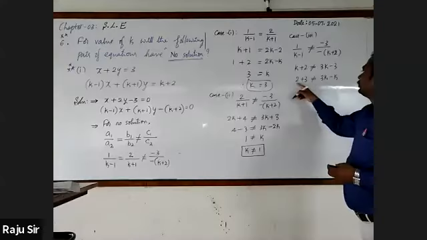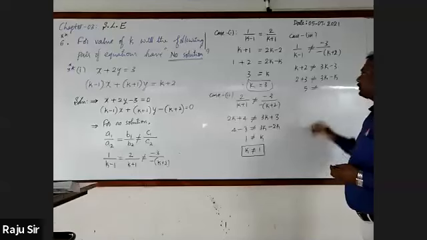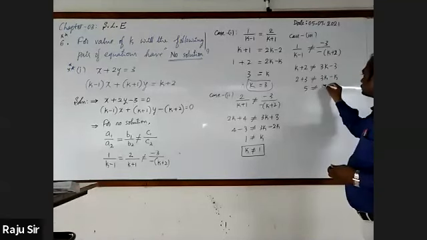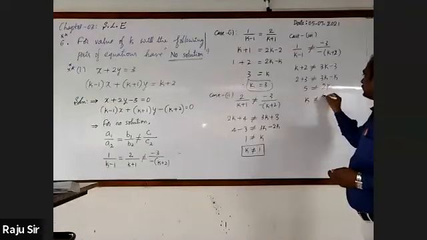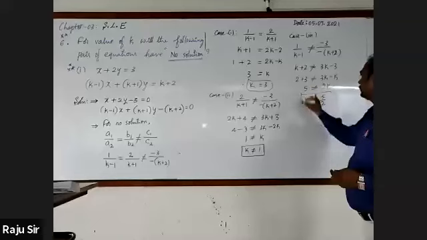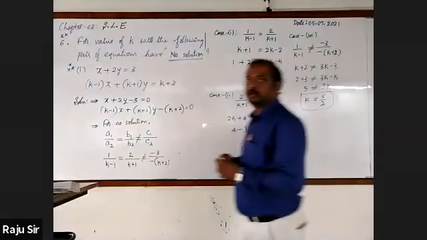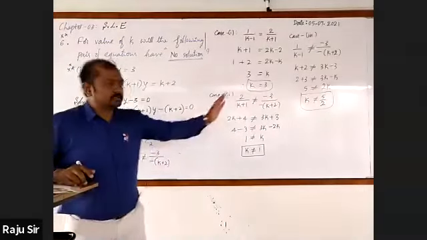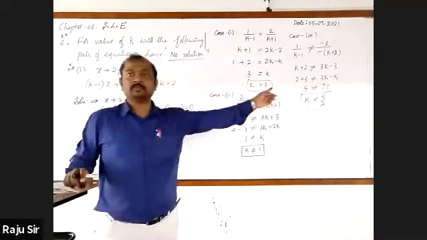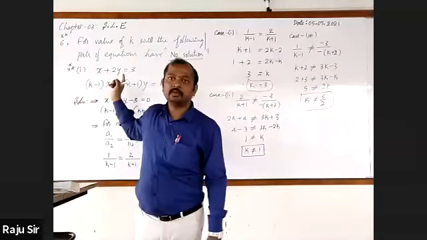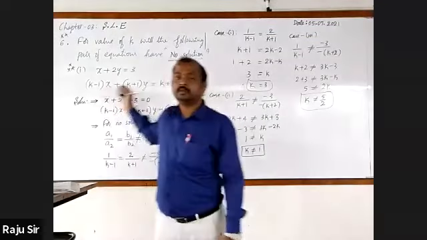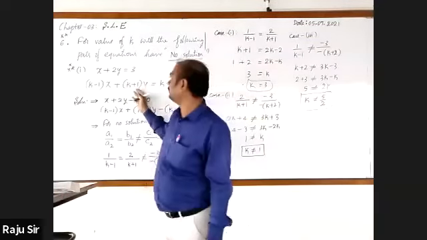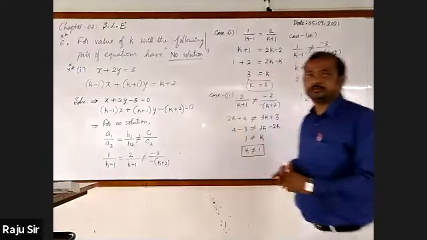Very good. 2 plus 3 is 5, not equal to 2k. And k is not equal to 5 by 2. If the k value is not equal to 5 by 2, then it will have no solution. If k is not equal to 1, the given equations will have no solution.